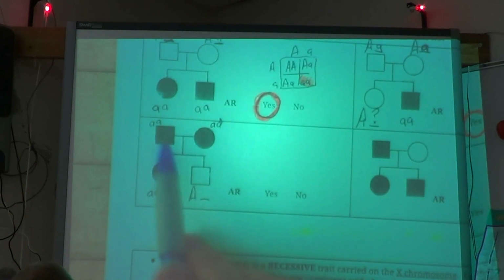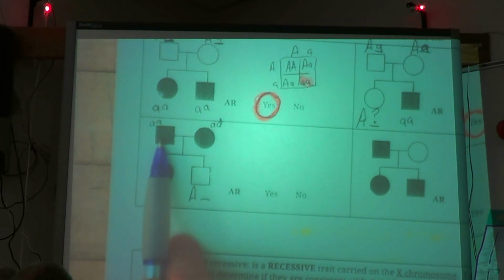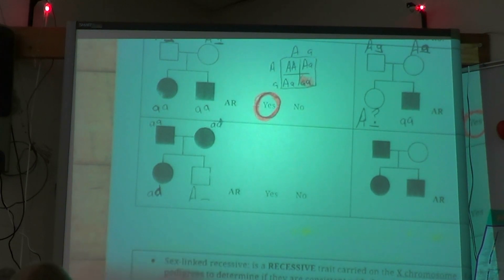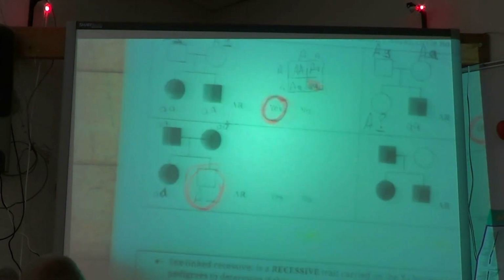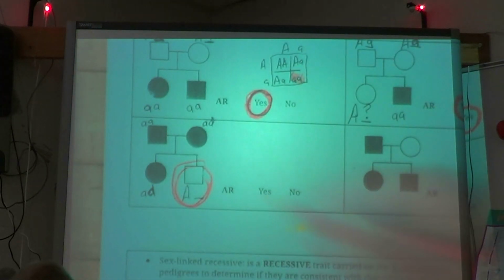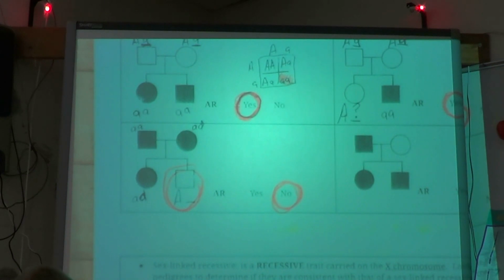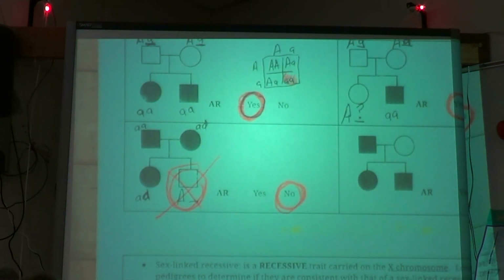Is it possible for a little a and a little a to have a little a little a? Yes, daughter is good. Is it possible for little a and a little a to have a big A something? No, this right here doesn't work. This is not possible. This is not consistent. This one is where it breaks down.